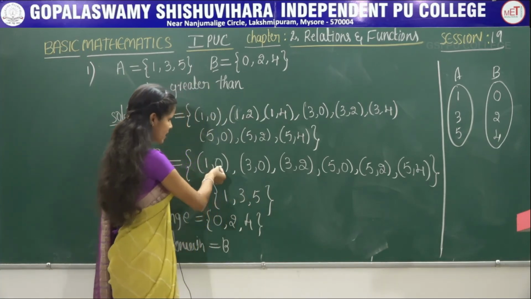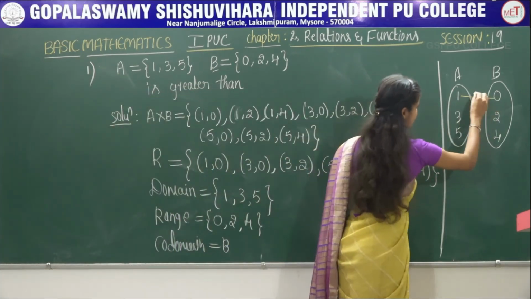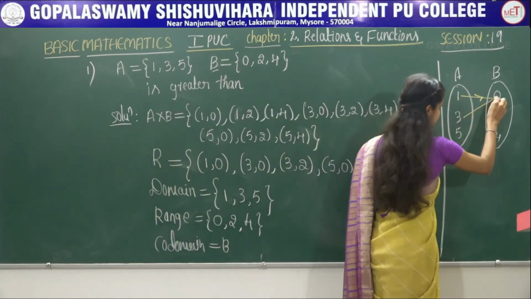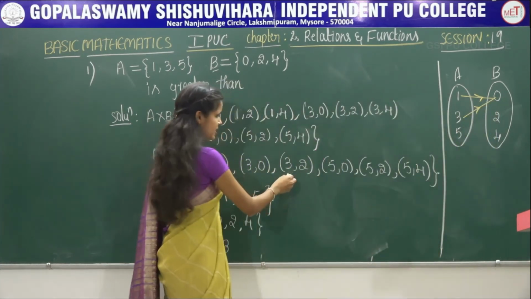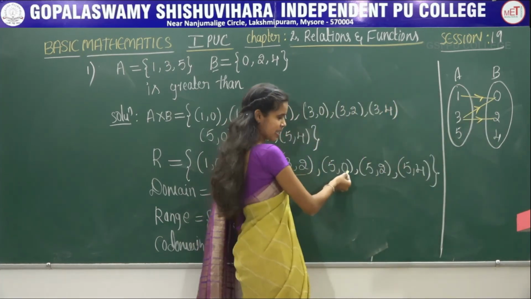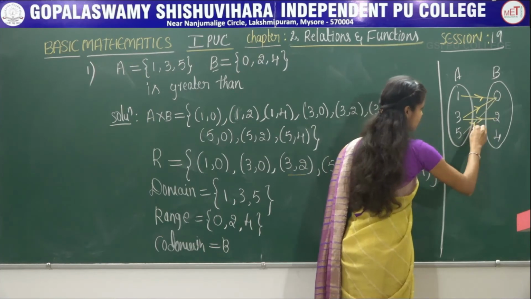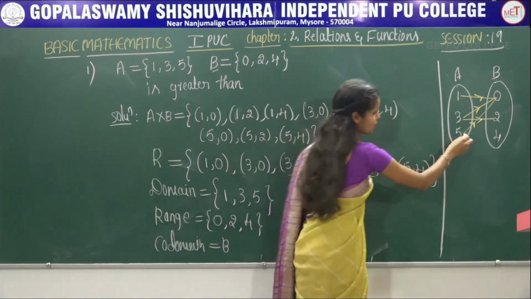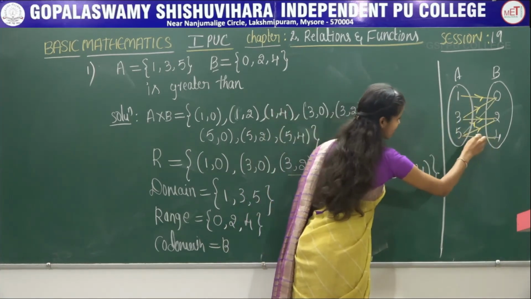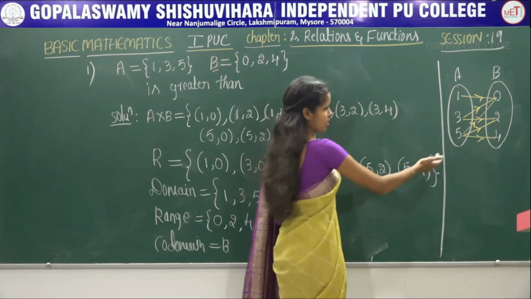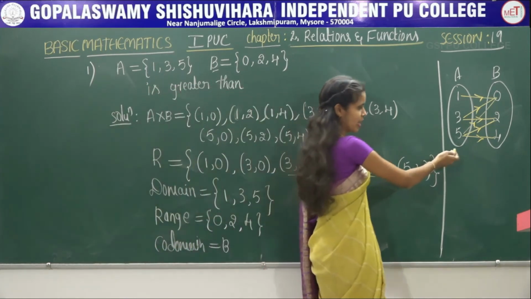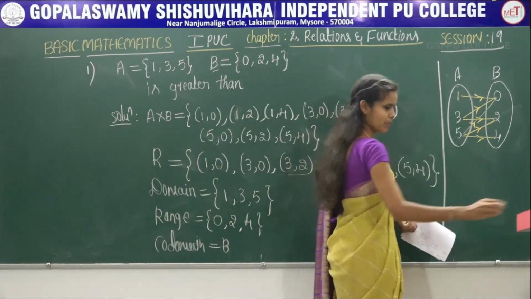Okay, here observe 1 is related to 0. 3 is related to 0. 3 is related to 2. 5 is related to 0. 5 is related to 2. 5 is related to 4. This is also a representation of the given relation R. Okay, this is called an arrow diagram. Okay, next problem.